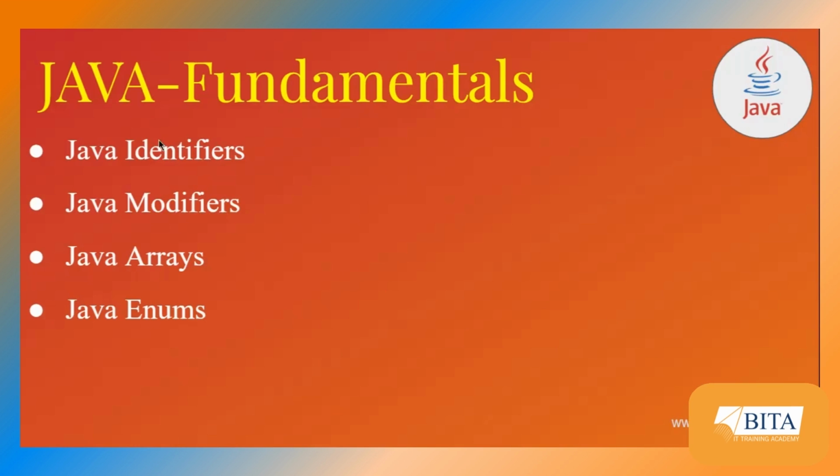Then we are going to see about arrays. An array is an object that stores multiple variables of the same type. That is called an array.